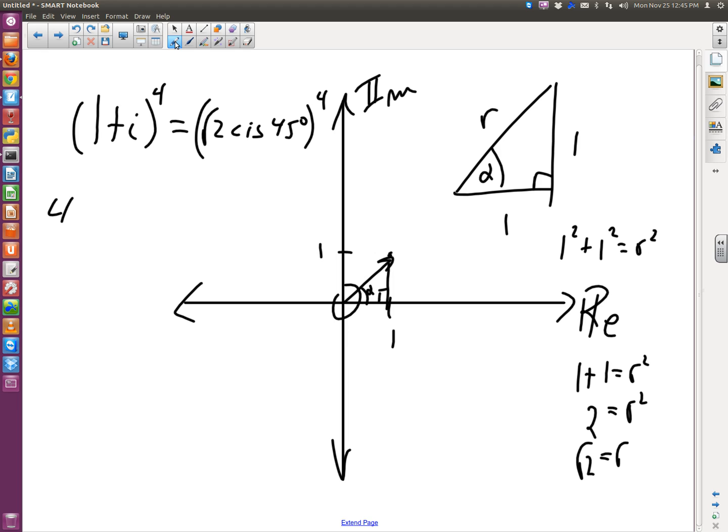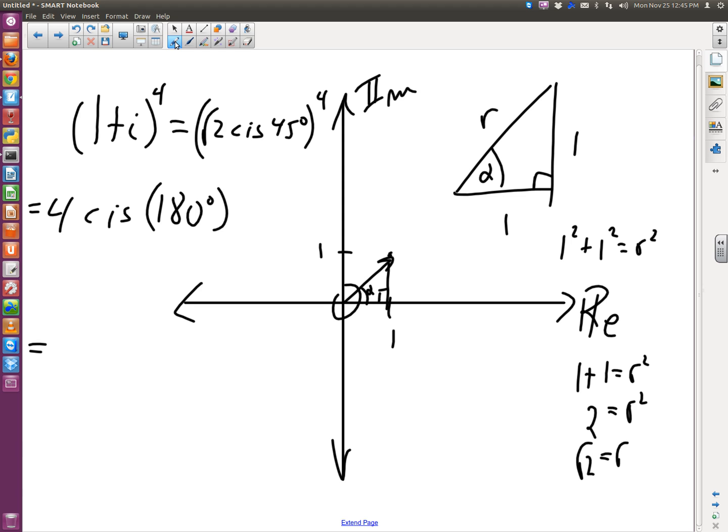All right, so you got 4 cis. What happens to the angles? It's 45 plus 45 plus 45 plus 45, which is 180. Okay. That's the answer. 1 plus i to the fourth is rad 2 cis 45 to the fourth, which is 4 cis 180. Can you convert that back to rectilinear form?